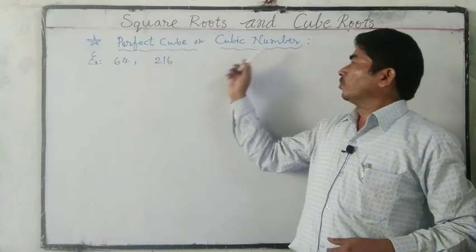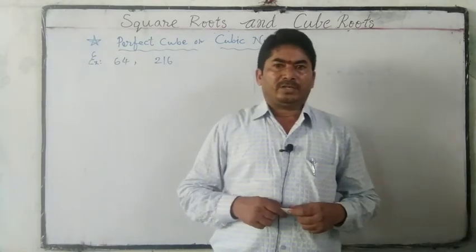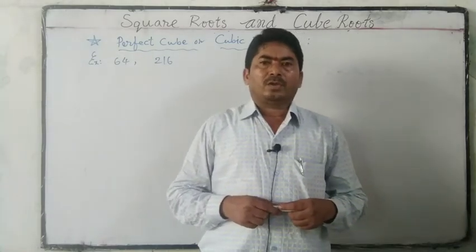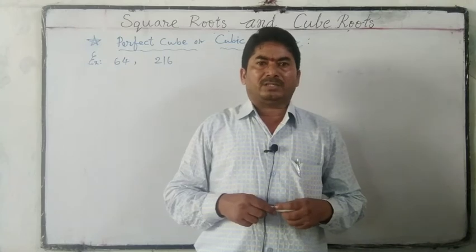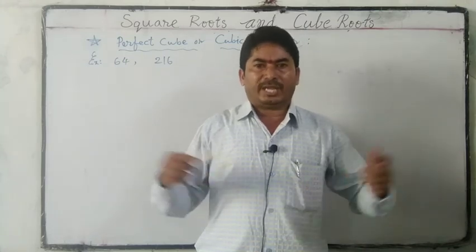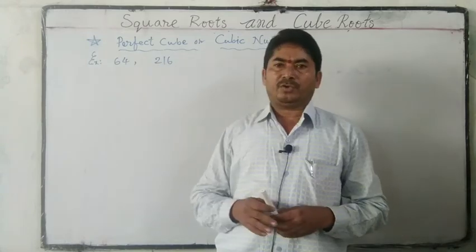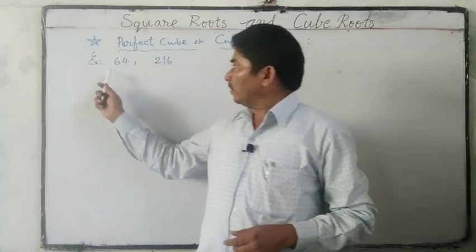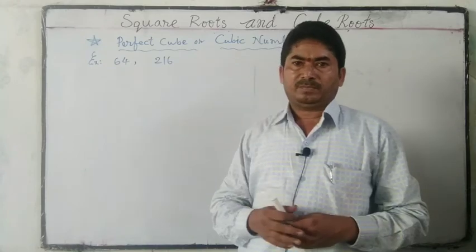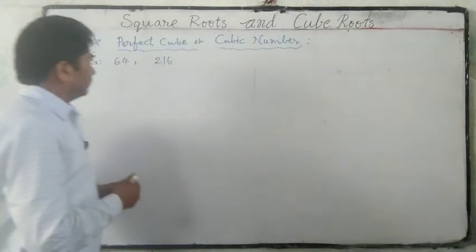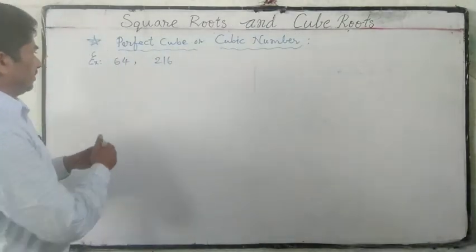Perfect cube or cubic number. What is a perfect cube? If a number can be expressed as a product of 3 equal factors, then the number is said to be a perfect cube. Example: 64 and 216. Let us check whether these are perfect cube numbers or not.